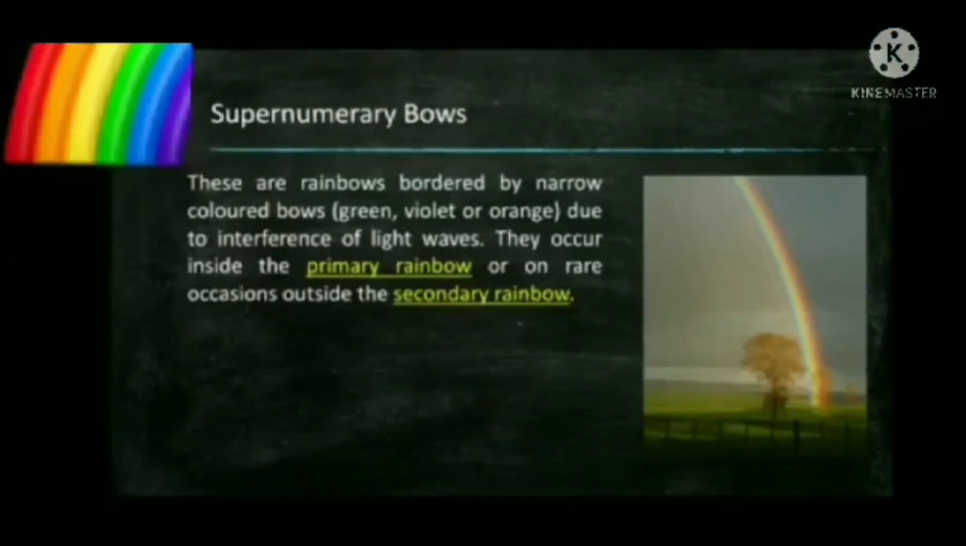Supernumerary bows. These are rainbows bordered by narrow colored bows, green, violet, or orange. Due to interference of light waves, they occur inside the primary rainbow or, on rare occasions, outside the secondary rainbow. Here's a picture of it.